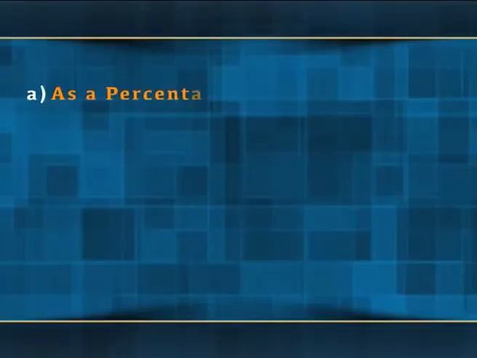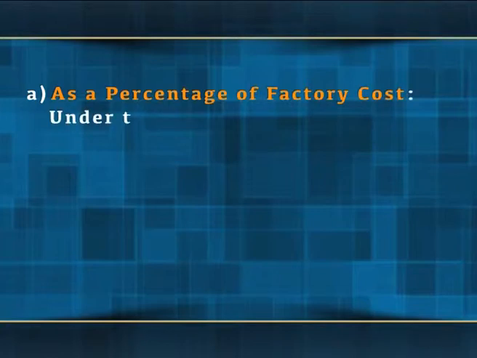Absorption of office and administration overheads. Office and administration overheads constitute a very minor portion of the total cost of production. There are different methods through which overhead rates can be calculated. A, as a percentage of factory cost.